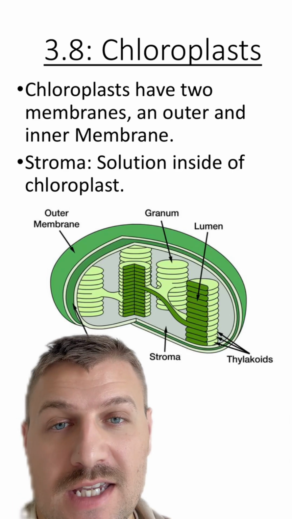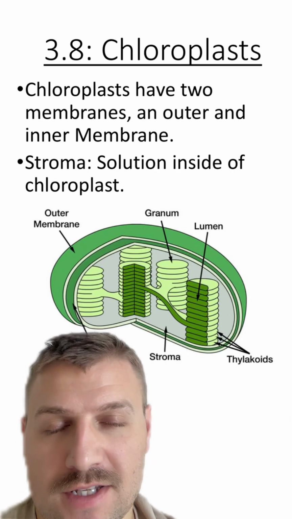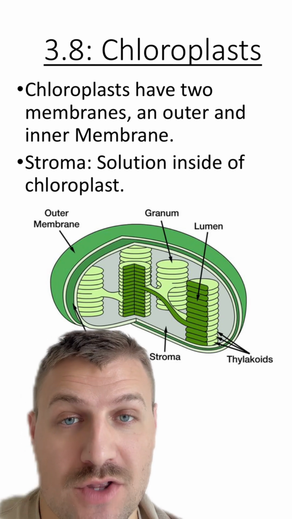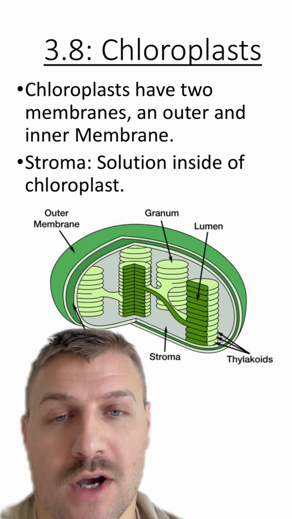The solution inside the chloroplast is known as the stroma. I know it sounds very close to stomata, which are the openings on the underside of leaves, but try to remember that the stroma is the liquid on the inside.